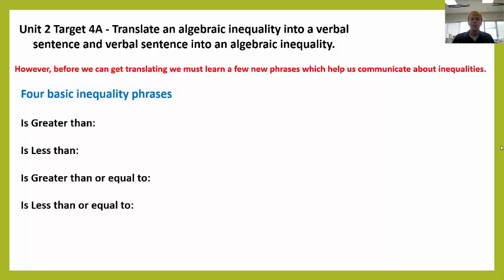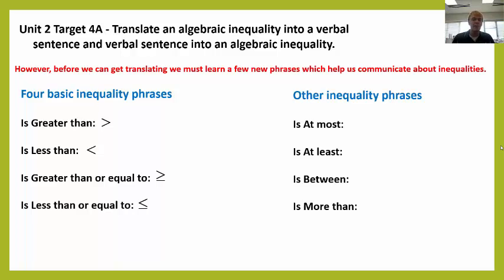Now, these first four phrases are kind of the basic four phrases that we're probably already familiar with. Is greater than, is less than, is greater than or equal to, is less than or equal to. And we should be pretty familiar with those symbols by now. But here are a few more that we might not be as familiar with. Is at most, is at least, is between, is more than, right?